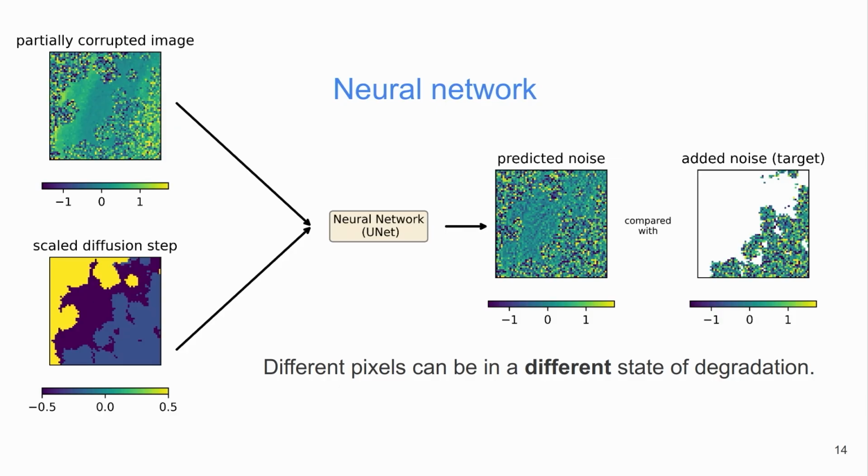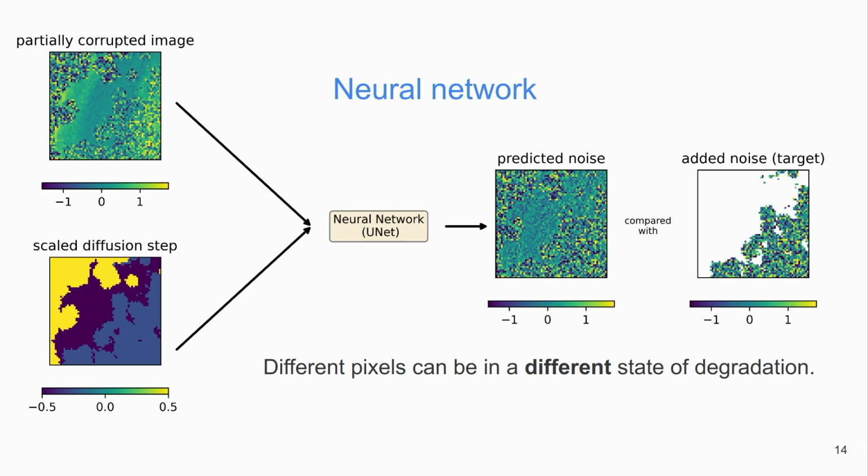In traditional diffusion models, you assume that an image is at a fixed state of degradation. Here we assume that every pixel can be in a different state of degradation. So you have some pixels which are non-degraded at all, already at the start of the diffusion pipeline, some that are completely degraded, and some that are just partially degraded. That is the trick we use to train the neural network with noisy data: assume that every pixel can be in a different state of degradation.